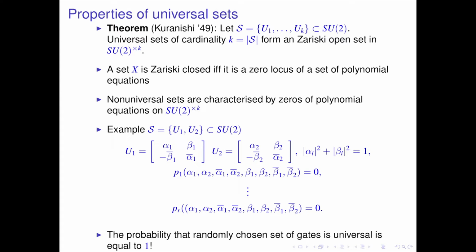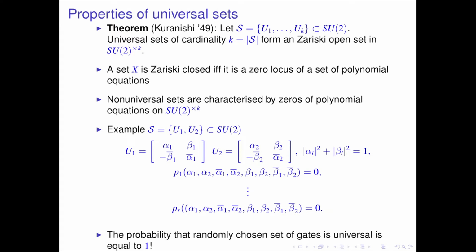To be more precise, or just to clarify the whole idea, look at the following example. We take two matrices U1 and U2 from SU2. One can always write them in this form. So we have four parameters, alpha 1, beta 1, alpha 2, beta 2. Then there are two conditions such that those matrices have determinant 1. And then there should exist some polynomials P1 up to PR in the entries of those matrices, such that whenever the set U1, U2 is non-universal, it satisfies those polynomials. And if it does not satisfy this set of equations, it is universal. So immediately from this, you find out that the probability that a randomly chosen set is universal is equal to 1. So it is highly unlikely to randomly choose a set which is non-universal.